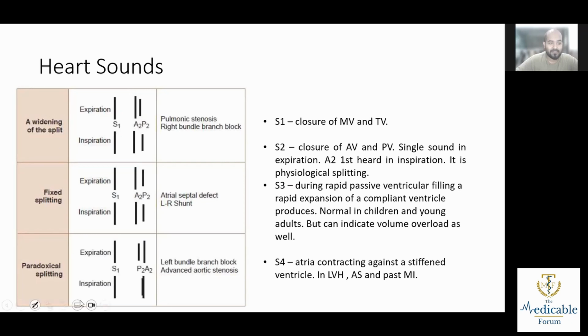Now, these are the types of splitting. So, a widening of the split. When there is a pulmonic stenosis, the blood flow through the pulmonary valve is quite lengthier. And when there's a right bundle branch block, the conduction of the right side gets slower.